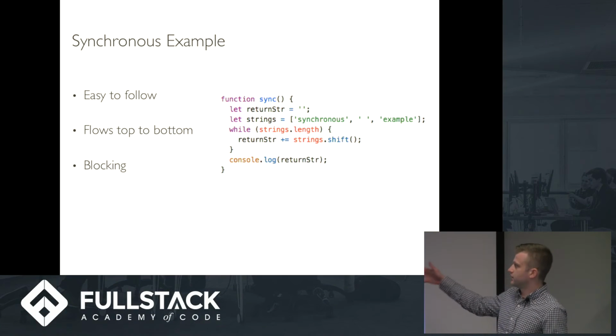As you see here, it's just a dummy function, sync. We declare our variables, assign them, and then we do this little loop, and then we log out that return value. The return value will be there. There's no asynchronous thing. We do have that value. Everything's fine. Flows top to bottom. You can read it really well, right? And as we know, it's blocking too. It does block the call stack.